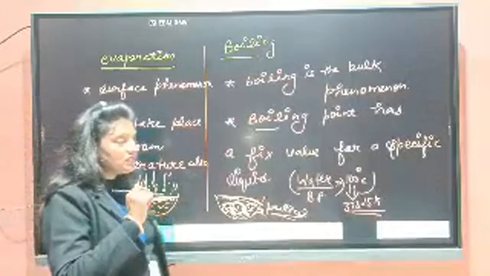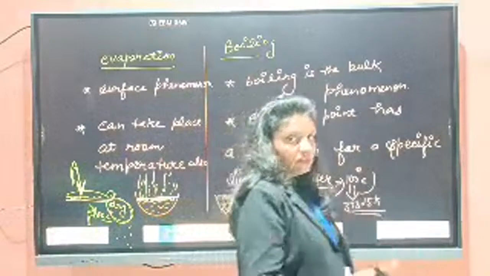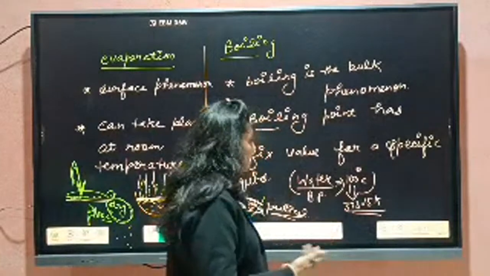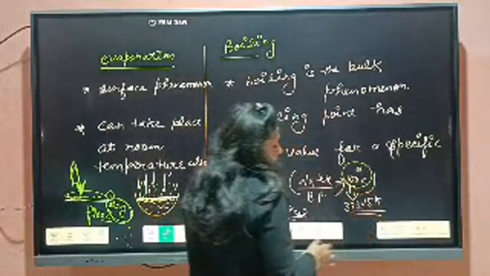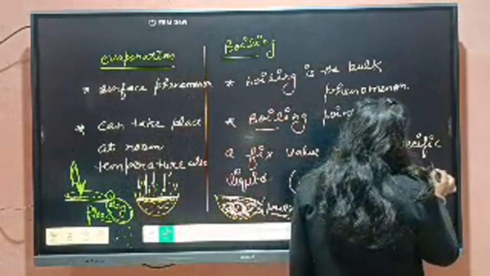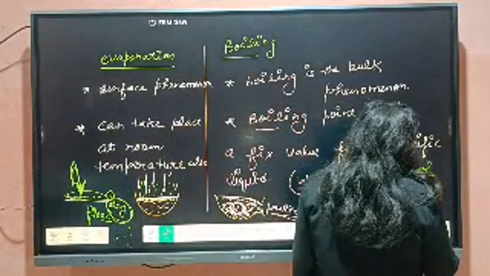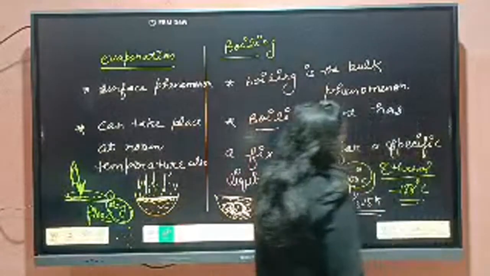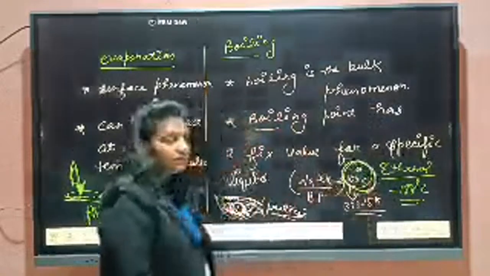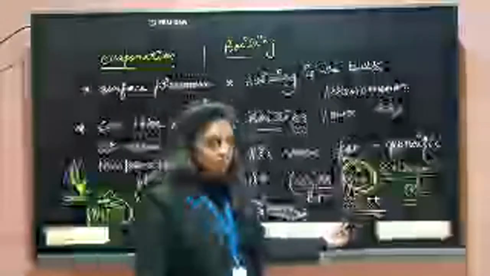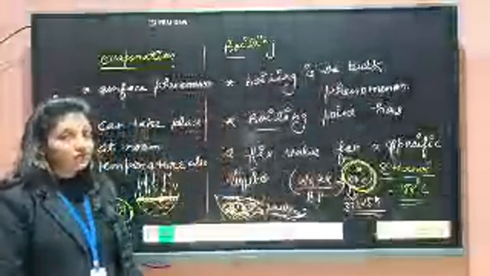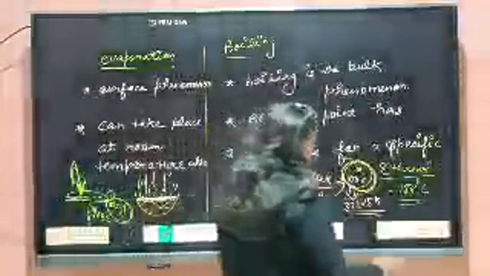But the boiling point is fixed. A specific compound has a specific boiling point. Like water has a sharp boiling point, it is 100 degrees Celsius. For ethanol, alcohol, it is around 78 degrees Celsius. So students, a particular compound has a specific value of the boiling point. It is sharp. I hope it is clear to you what the difference is between evaporation and boiling.